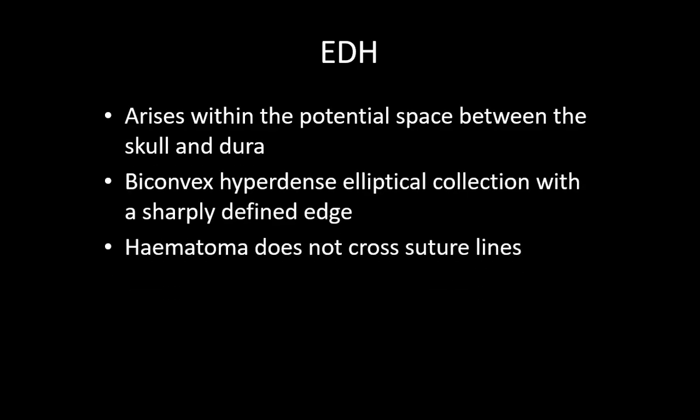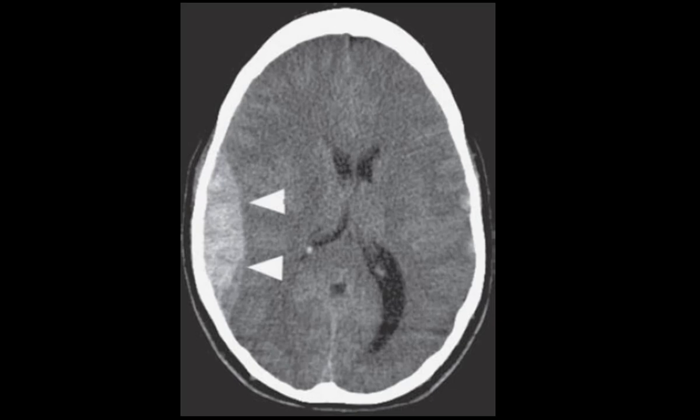Now, EDH arises between the dura and the skull, and it is biconvex. Where SDH was concavo-convex, EDH is a biconvex, hyperdense elliptical collection, and it does not cross the suture line. So this is how a lenticular shaped, biconvex acute EDH looks like.